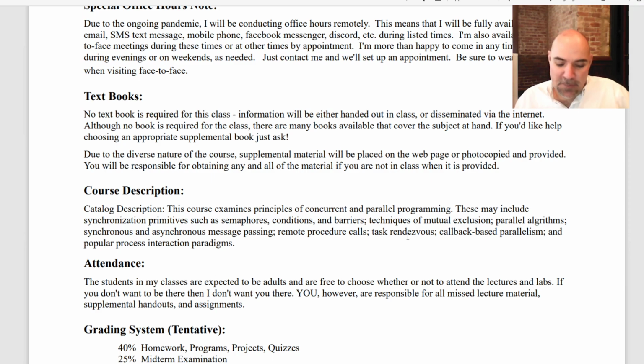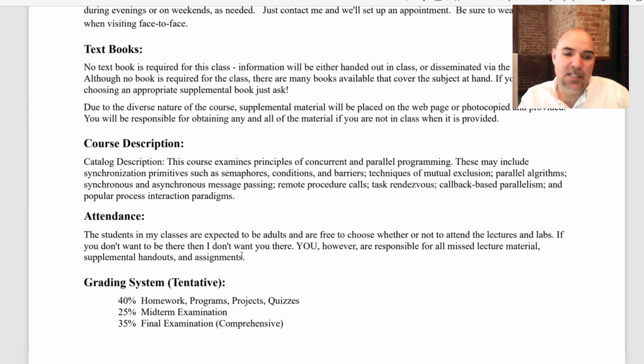Now, a lot of that isn't going to make a lot of sense right now until we know what concurrency is and know why we need it. But note that we are going to cover a lot of those things in this class.